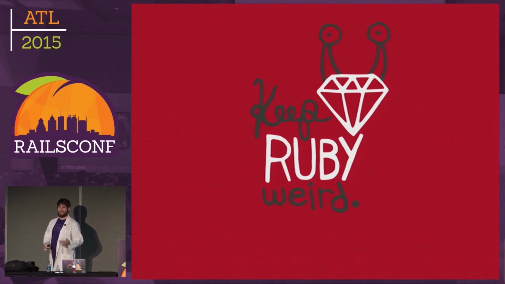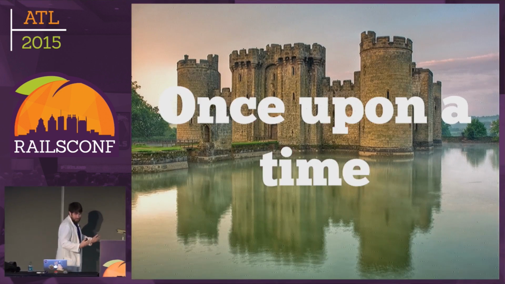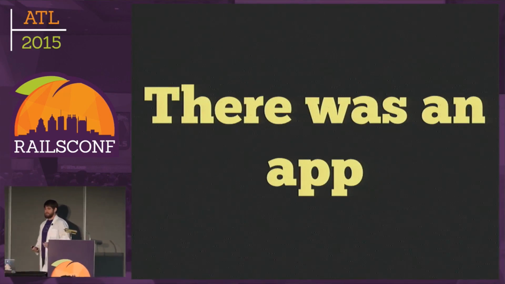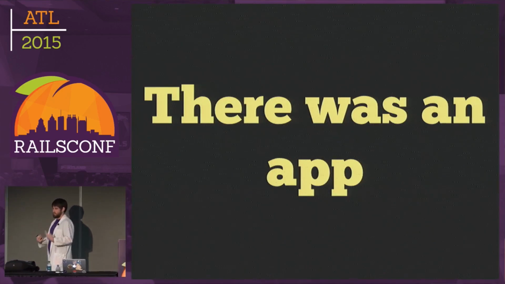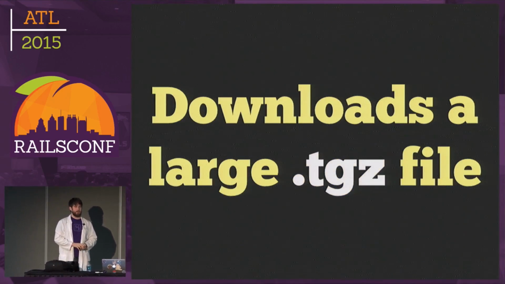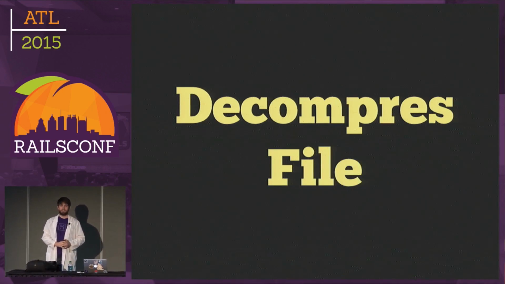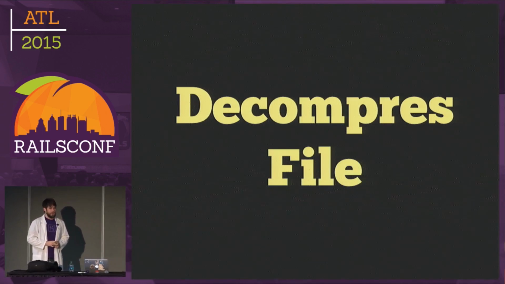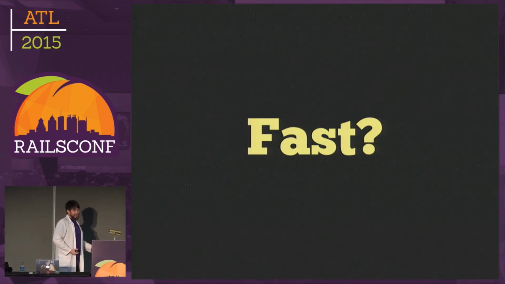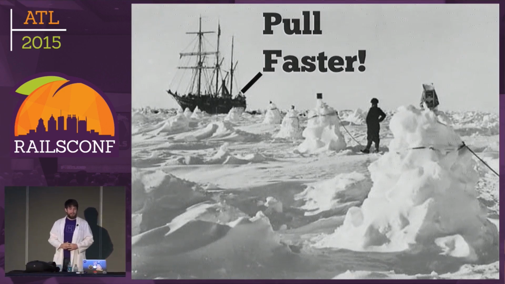Okay, so I'd like to start out with a story, if I may. Once upon a time, there was an application, and I was working on this application. It had some requirements, it did some things. It downloaded a really large zip file. It then decompressed the file, and we did some work on that file. And that was pretty much it. That's the gist. That's really all you need to know. Was this thing fast? Does it sound fast? It does not sound fast.